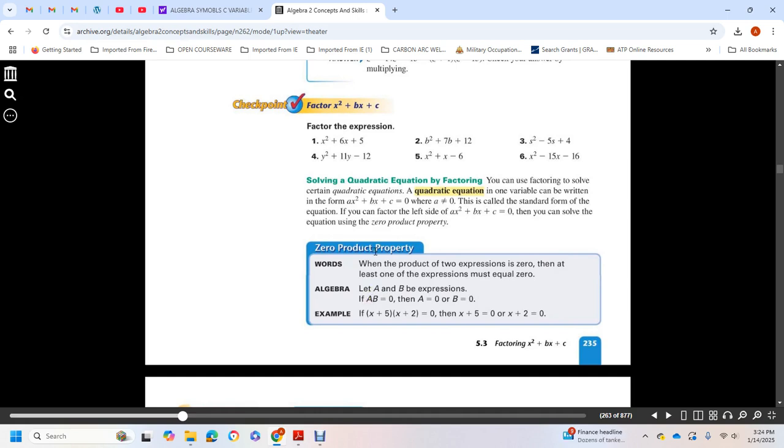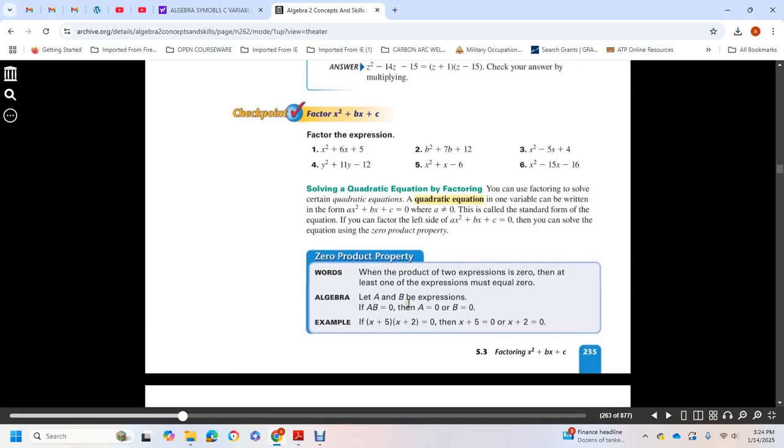If x plus 5 times x plus 2 is equal to 0, then x plus 5 is equal to 0, or x plus 2 is equal to 0.